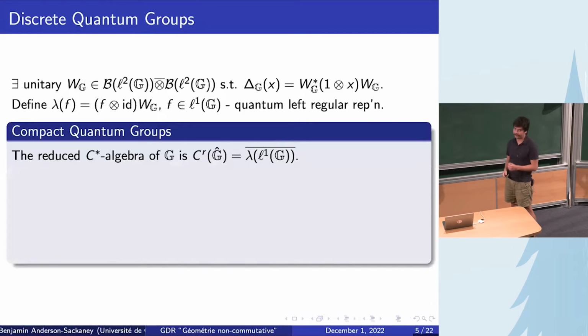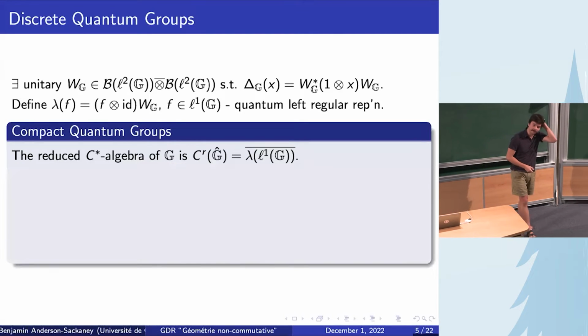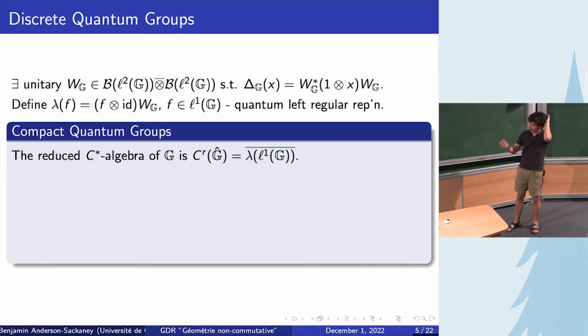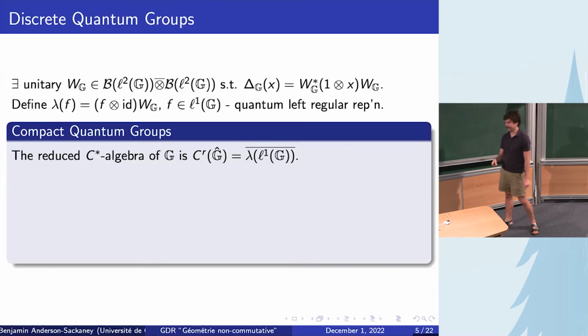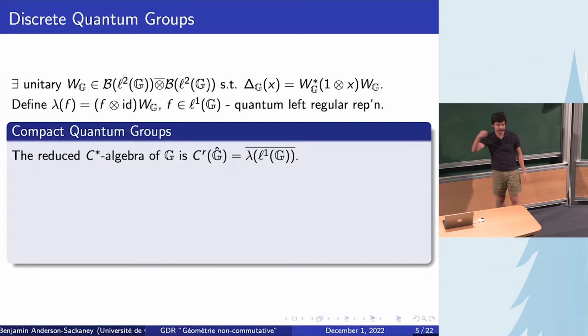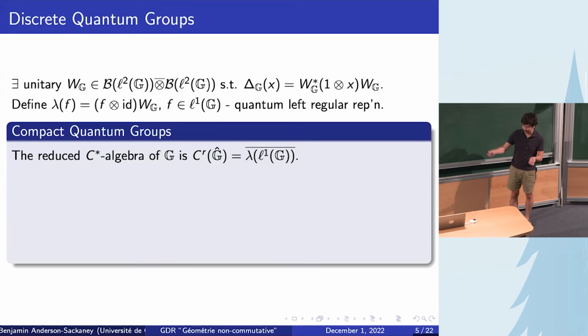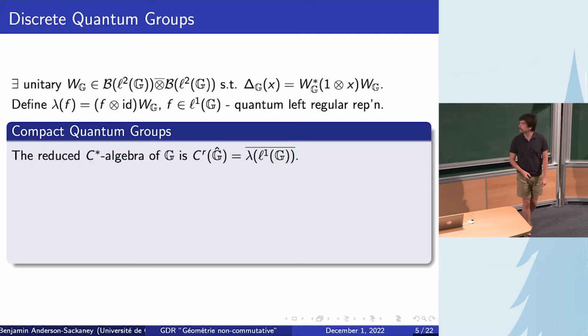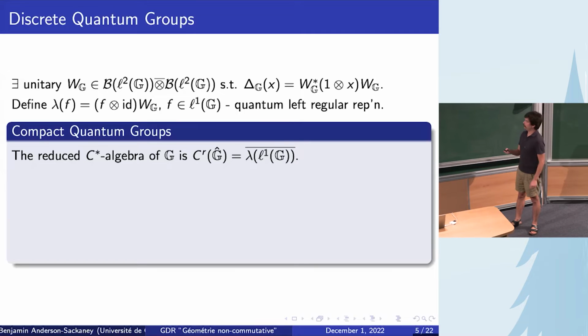And with that, you can define the reduced C-star algebra of discrete quantum groups. And we define it to be the C-star algebra generated by the quantum left regular representation. And the idea is with groups, you can take the left regular representation and linearize it through L1 of G and define the reduced C-star algebra that way. And so this is our approach here.